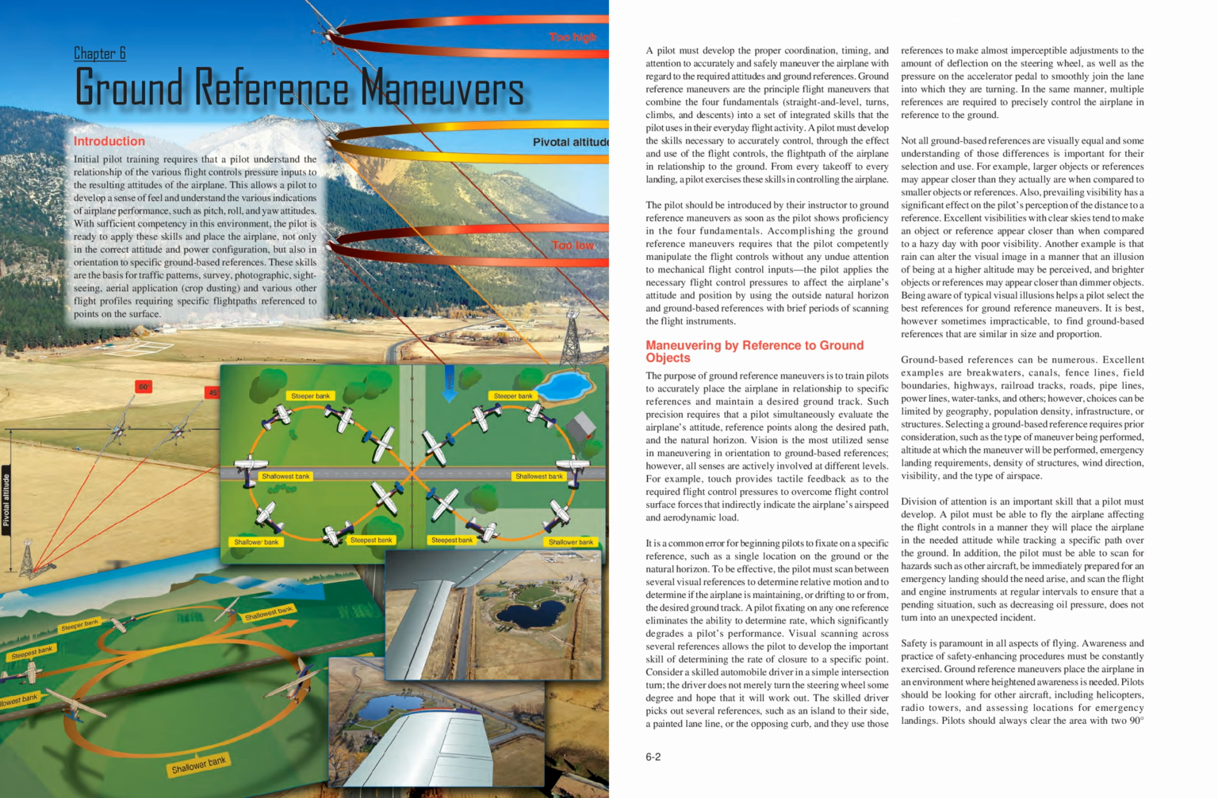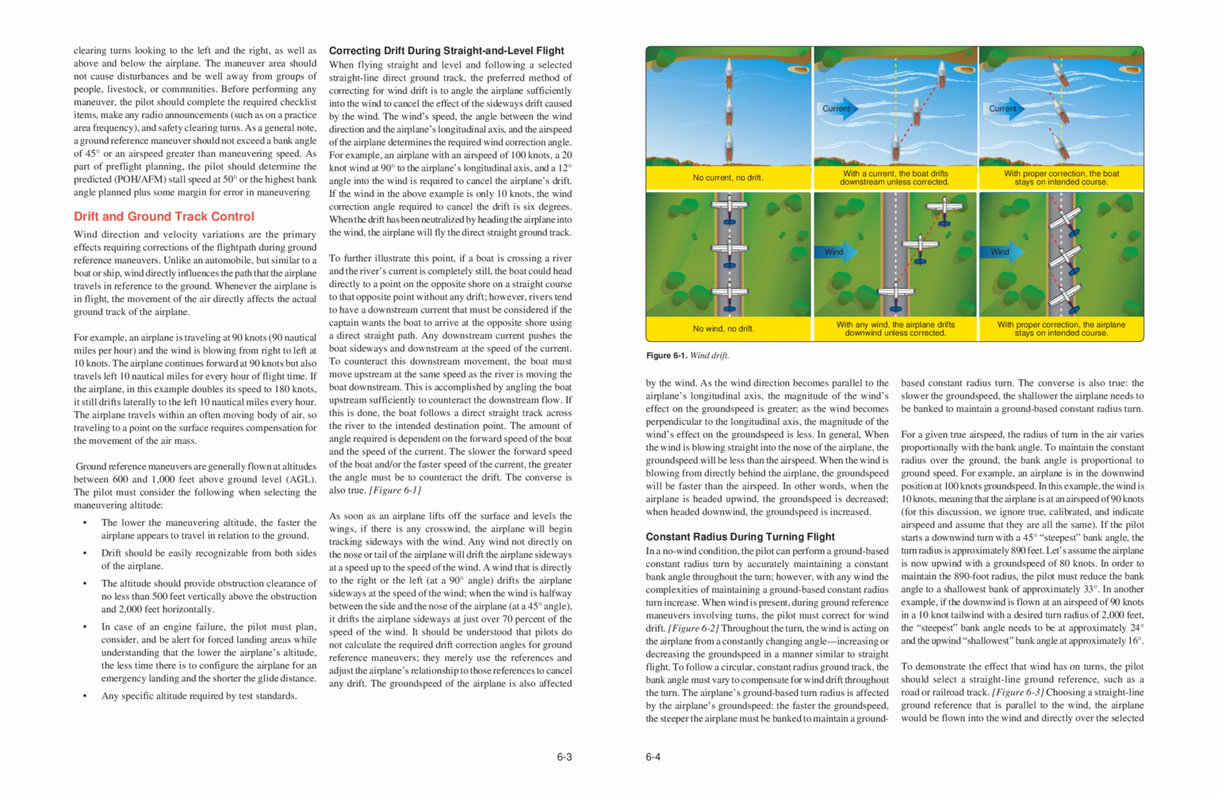Pilots should always clear the area with 90 degree clearing turns, looking to the left and the right, as well as above and below the airplane. The maneuver area should not cause disturbances and be well away from groups of people, livestock, or communities.